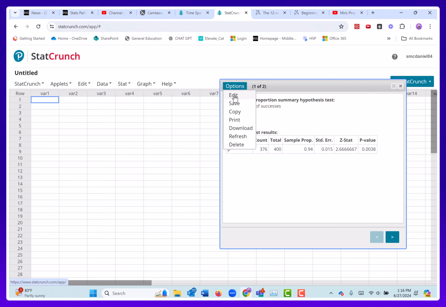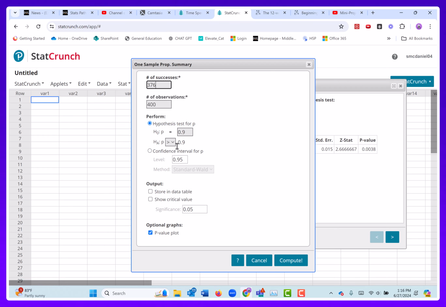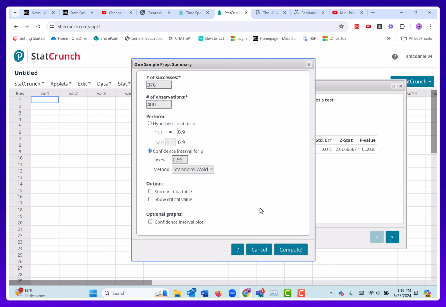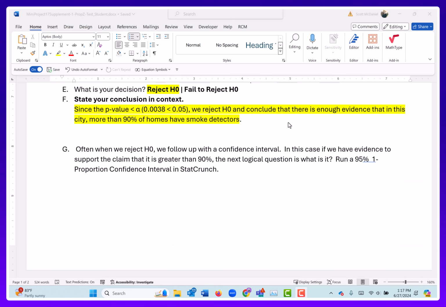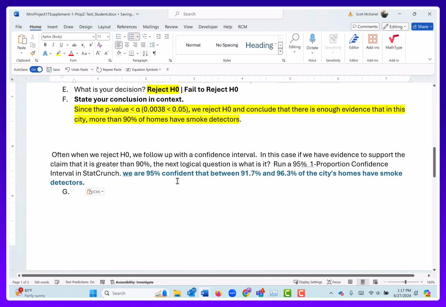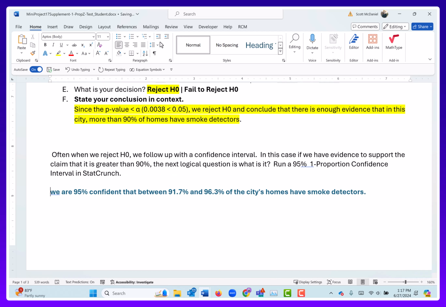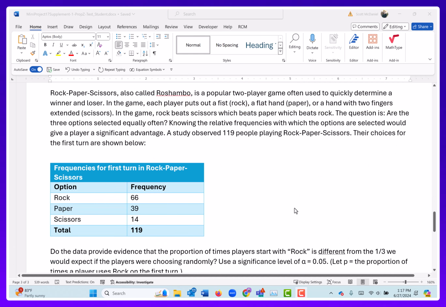I'm just going to edit my test and change this to confidence interval. And we'll just make it 95%. And here we go. We're at 0.92 to 0.96. So we are 95% confident that between 91.7 and 96.3% of the homes have smoke detectors. Or we can say we're 95% confident that the true proportion, or percent, of smoke detectors is between 91.7 and 96.3%. Okay, number 2, last one.